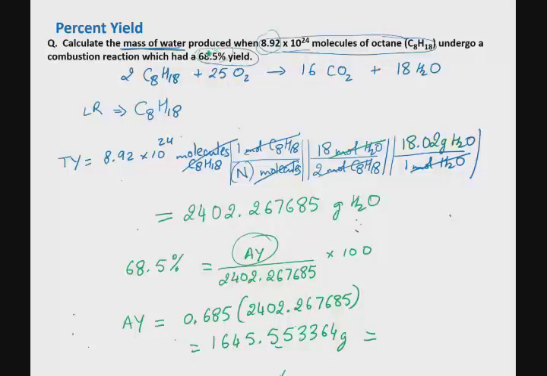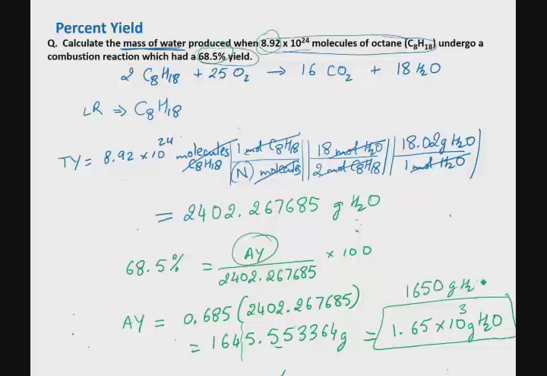Now this final answer will have to be rounded, in this case to three significant figures based on the numbers given, and therefore when this rounds off we get 1.65 times 10 raised to 3 grams of H2O that was actually created. You do not have to write the answer in scientific notation. You could have written the answer as 1650 grams of H2O, and that's totally okay as well.